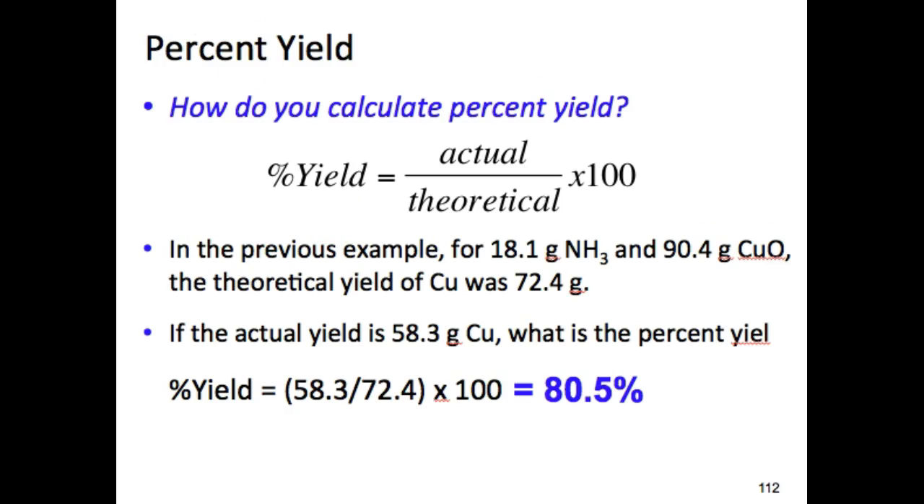So in the previous example, for 18.1 grams of ammonia and 90.4 grams of copper 2 oxide, the theoretical yield was 72.4 grams. If the actual yield is 58.3, what's the percent yield? So it would be actual, 58.3, over theoretical, 72.4, times 100, which gives you 80.5%.